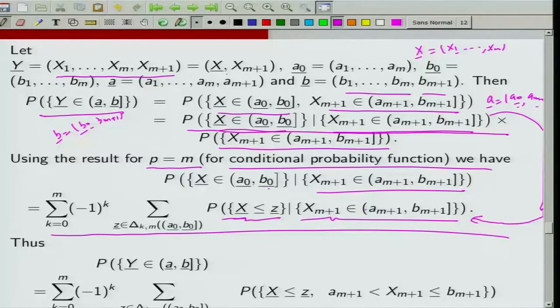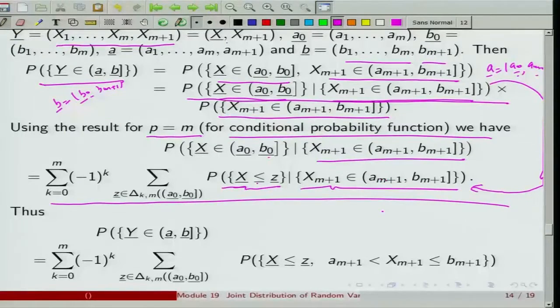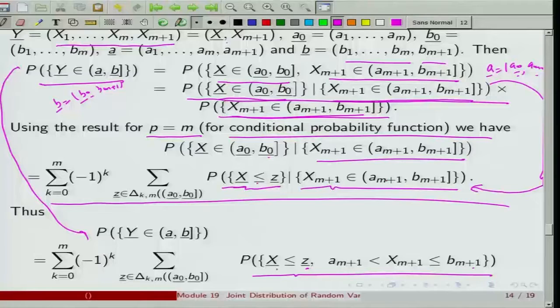So, that is same as probability of a given b into probability of this, which will be same as probability of this intersection this. So, probability y belonging to a b, that is y, which is over here, is nothing but this conditional probability multiplied by this, which becomes joint probability, which is probability x less than or equal to z and x m plus 1 greater than a m plus 1 less than or equal to b m plus 1. Now, I keep this as a fixed and I write down this as probability x less than or equal to z, x m plus 1 less than or equal to b m plus 1 minus probability x less than or equal to z, probability x m plus 1 less than or equal to a m plus 1. So, that is what I do next.